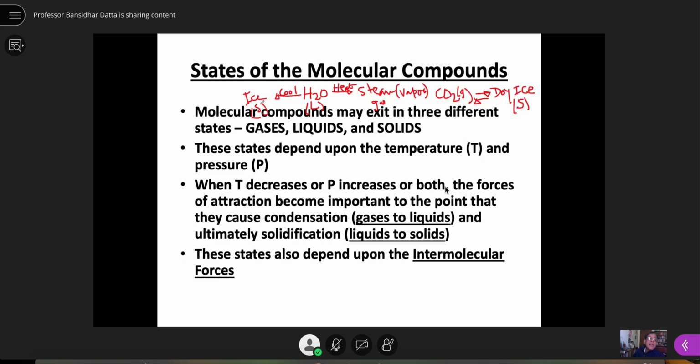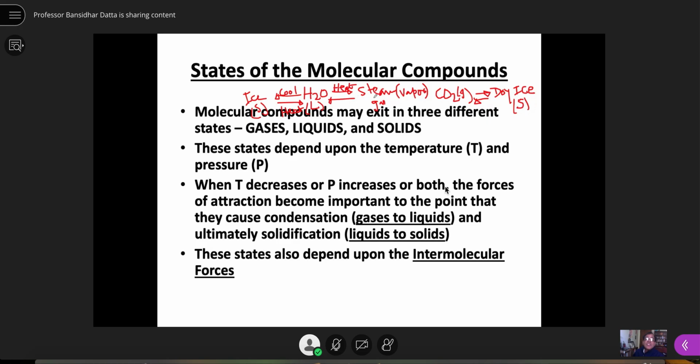And you can convert the ice to liquid if you apply some heat. What is that process called? Sublimation? It's not sublimation. Sublimation is the other side. When solid is converted to liquid, it's called melting. Now, when the steam is converted to liquid, what is that called?